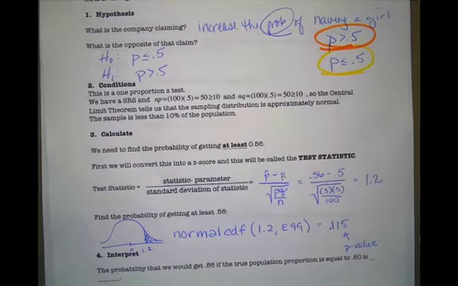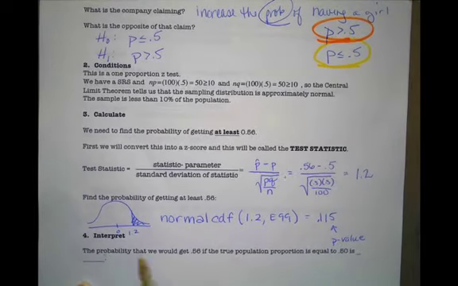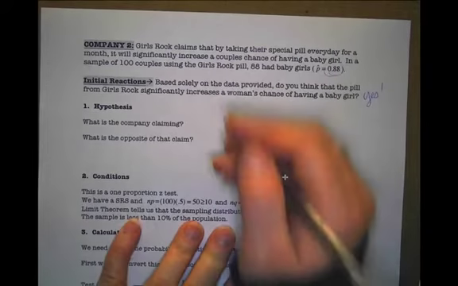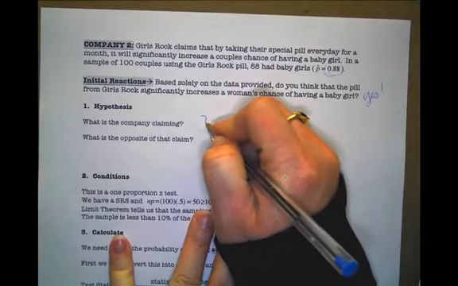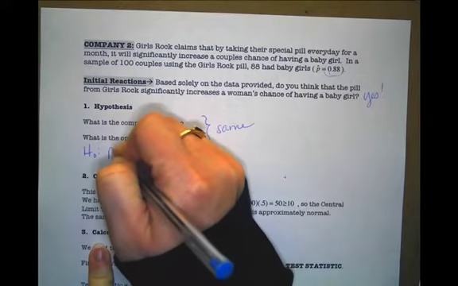I'm going to write a little bit more here in a second, but in the interpretation, the probability that we would get 0.56 if the true population proportion is equal to 0.5 is 0.115. All right, versus looking at the back of your paper. Their claim here was the same as the front. So my hypotheses would still be the same.